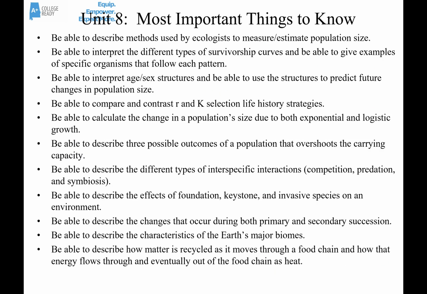All right, here are the most important things to know from Unit 8. First of all, make sure you can describe some methods that ecologists use to measure or estimate population size. So this is using things like the grid method and also the mark-recapture method. Make sure that you can interpret the different types of survivorship curves and that you can give some examples of specific organisms that follow each of the patterns. Make sure that you can interpret age-sex structures and that you can use those structures to predict future changes to a population size. Make sure that you can compare and contrast r and K selection life history strategies.